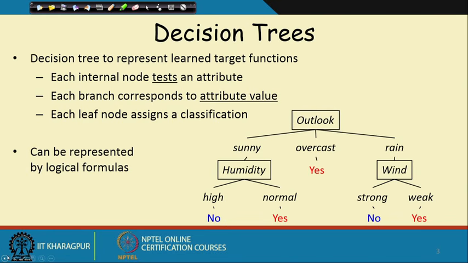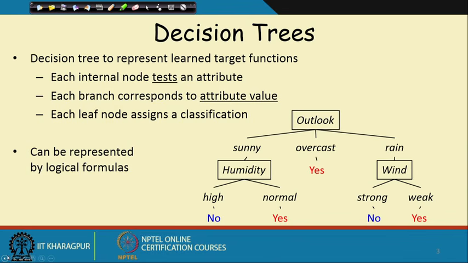So, I do not ask any further question. In other words, I form a leaf of the tree, I do not branch further. Whereas, in the sunny, I branch further using the humidity attribute into two branches, and then these branches do not branch further. So, they directly tell the class attribute.